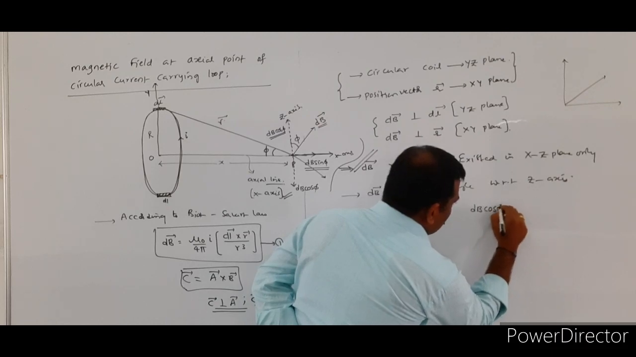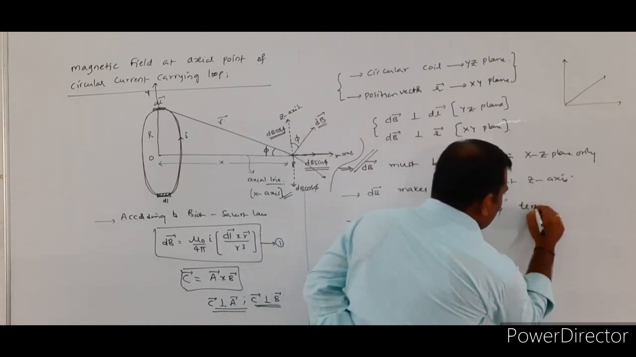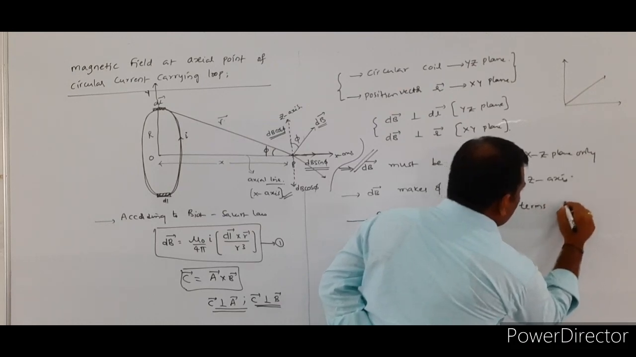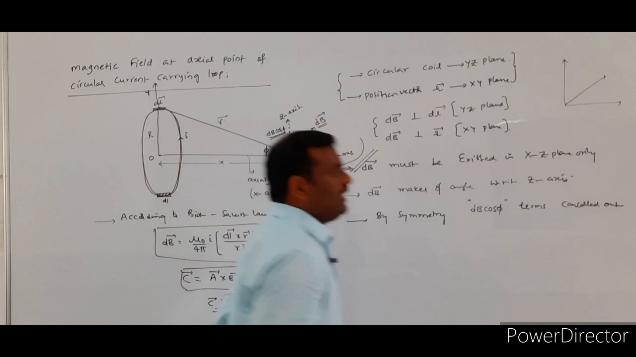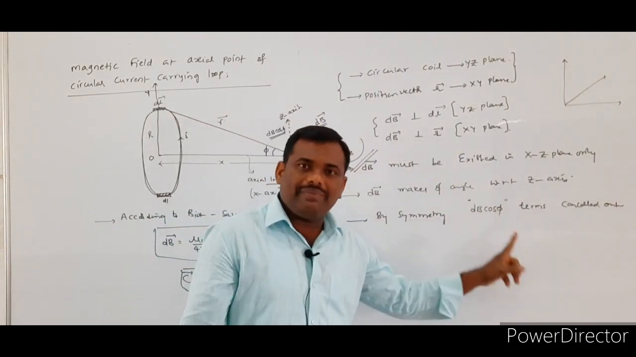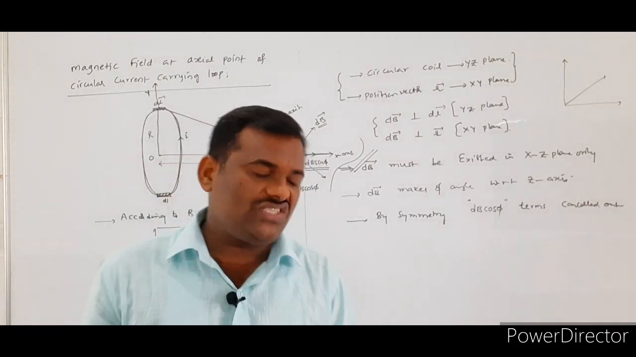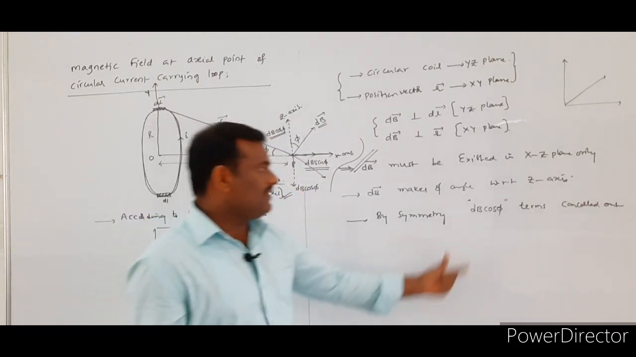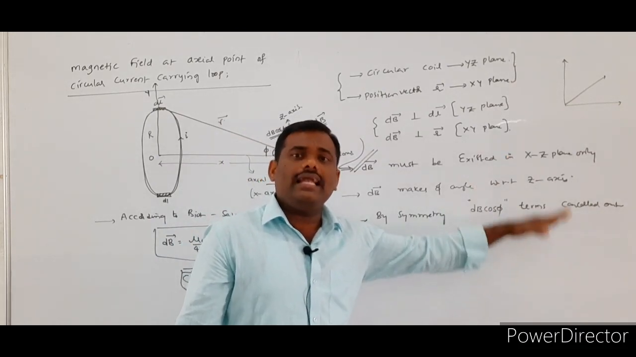dB cos phi terms are getting cancelled out. If you consider the symmetric conditions, which components will be cancelled out? dB cos phi components will be cancelled out.